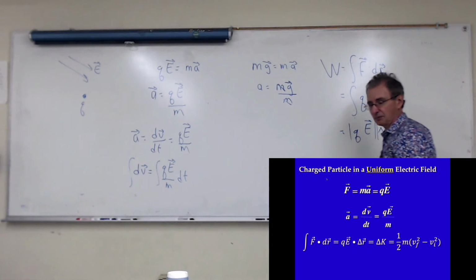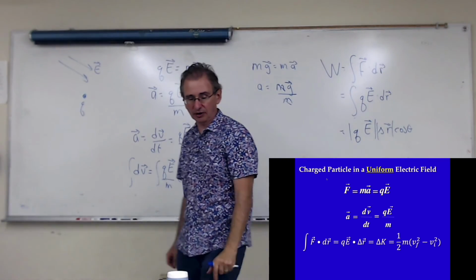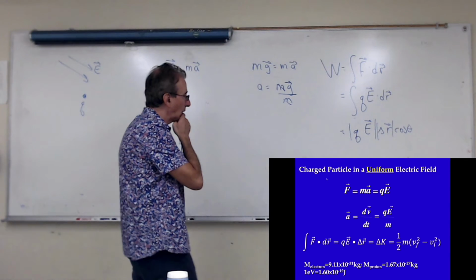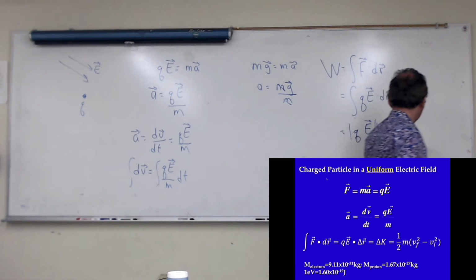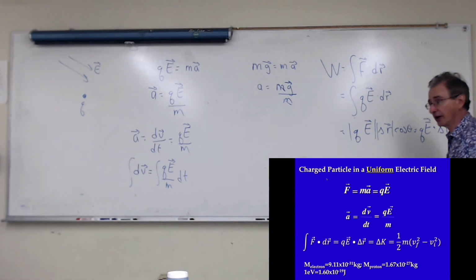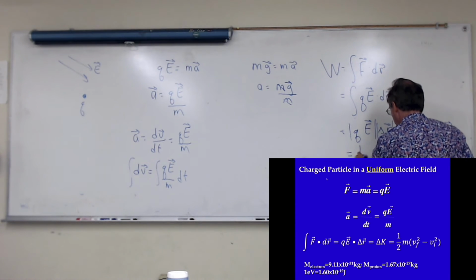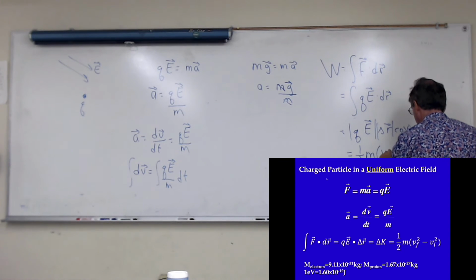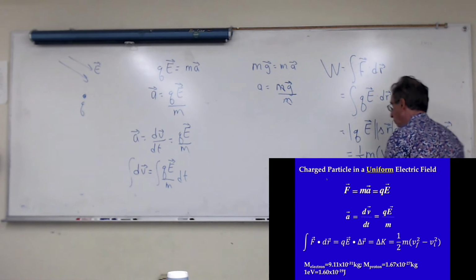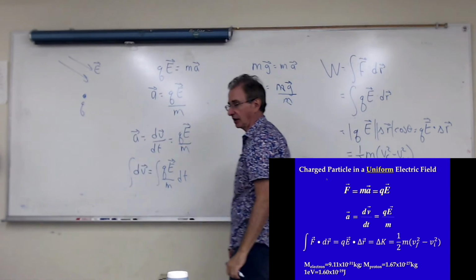Magnitude of the force times the magnitude of displacement times the cosine of the angle between the force and the displacement. Or you can write it like this. But according to the work-kinetic energy theorem, this is 1/2 the mass times (V final squared minus V initial squared). The work done by the net force equals the change in kinetic energy of the object.